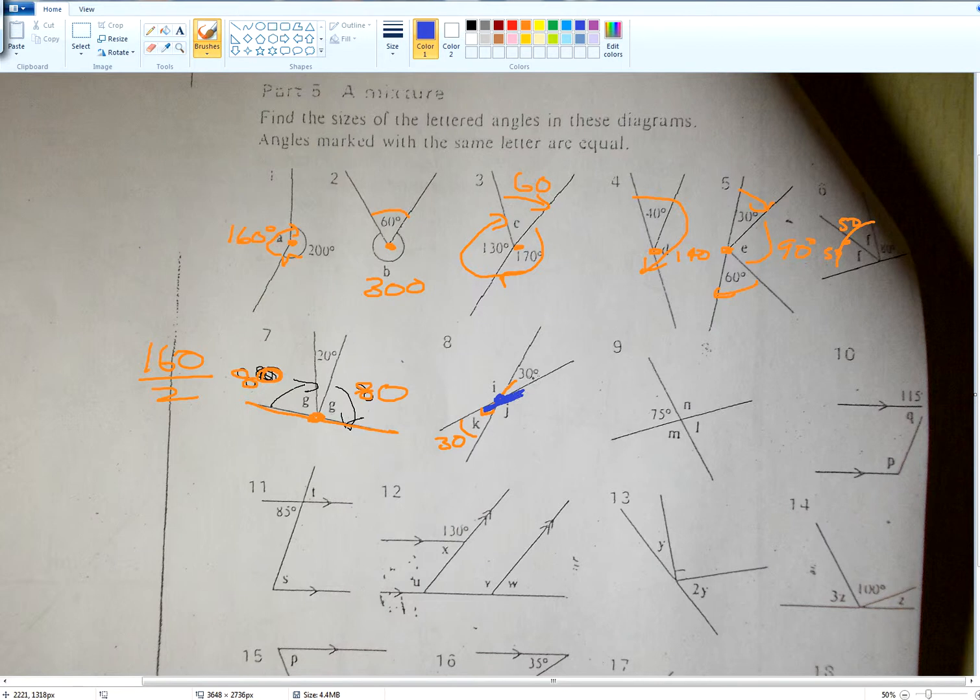Okay, this is a straight line here. So this is 30 and here's I. What do 30 and I add up to? Angles on a straight line add up to 180. So I is equal to 180 minus 30 will give us 150. Now these two angles I and J are vertically opposite. So J is equal to 150.